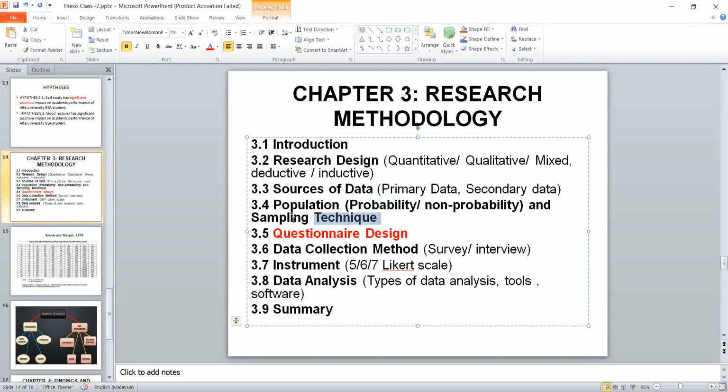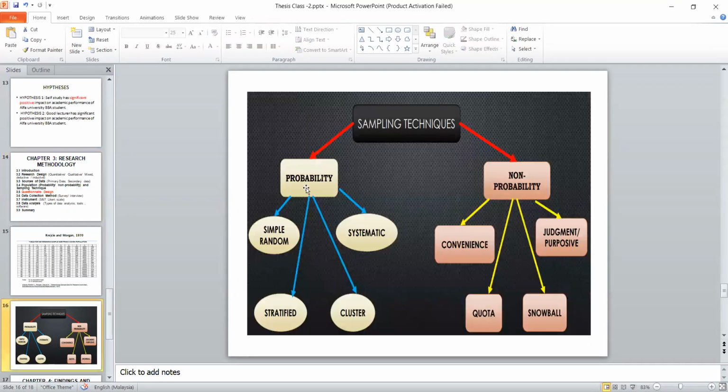And then the sampling technique. Firstly, you have to determine whether your study is probability or non-probability. If it is not possible to get the data because the number is not available, then you go for non-probability. You will see that this is the sampling technique. If it is probability, then you have to use any one method. If it is non-probability, then you have to use any one of those methods.